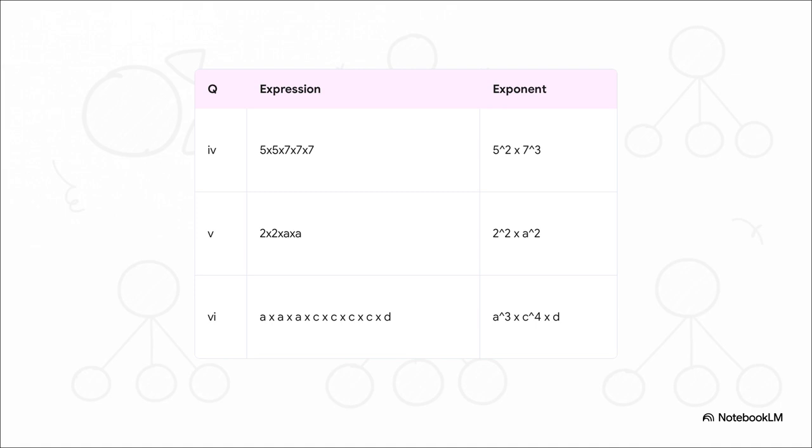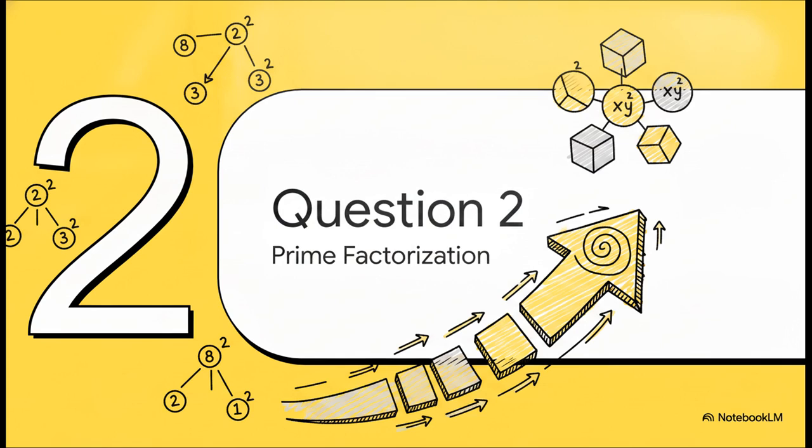Finally, the sixth bit. Count carefully here. We've got 3 a's, 4 c's, and 1 d. Multiply them out to get a cubed into c to the power 4 into d. Remember, we never skip steps, just count carefully and group them up. Moving right along to question 2, prime factorization method.